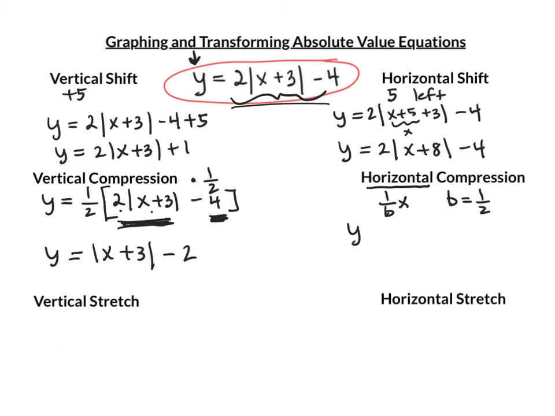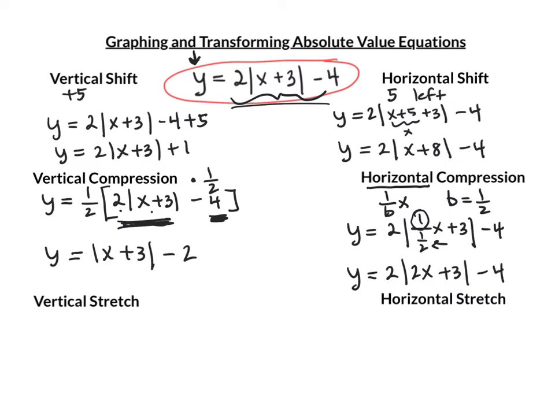So my equation becomes y equals 2 times the absolute value, I'm going to replace x with 1 over b, 1 over 1/2 times x, plus 3, minus 4. Now 1 divided by 1/2, I'm going to multiply by the reciprocal. So that bottom fraction gets flipped, becomes 2 over 1 times the 1 up top, which is just 2. So it's 2x plus 3 and then minus 4.